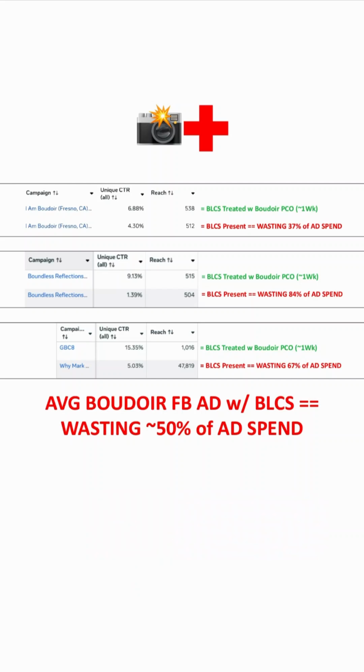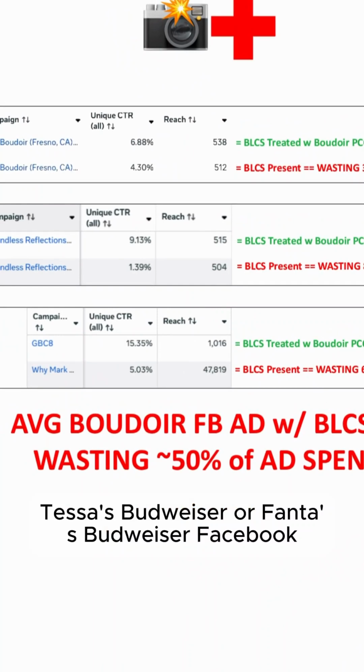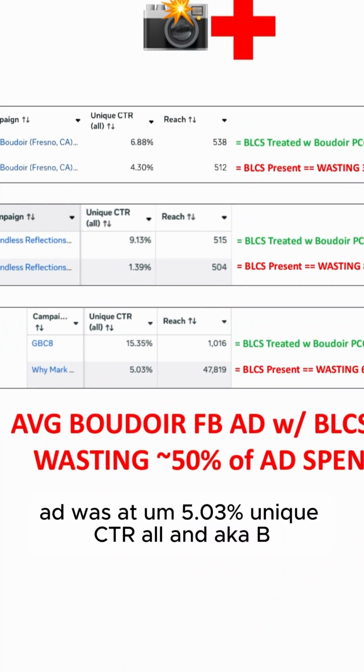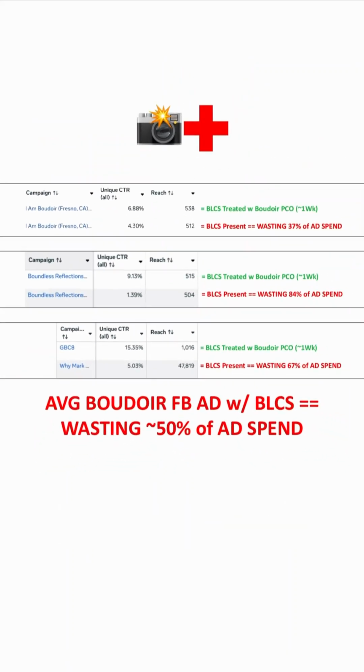Finally, had a patient test his Boudoir Facebook ad, or found out his Boudoir Facebook ad was at 5.03% unique CTR, aka BLCS was present because that is under 6%.